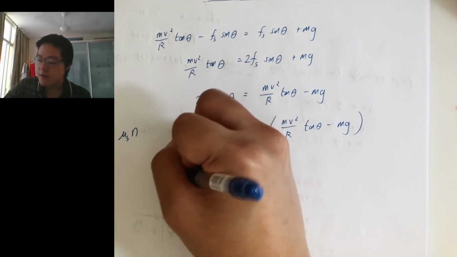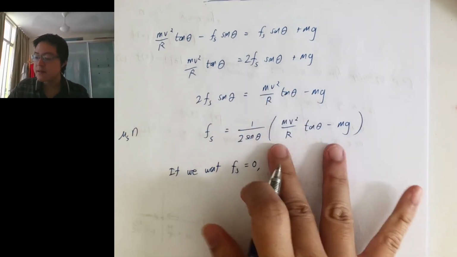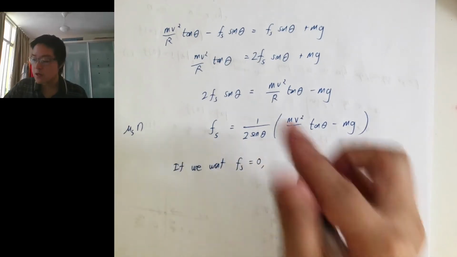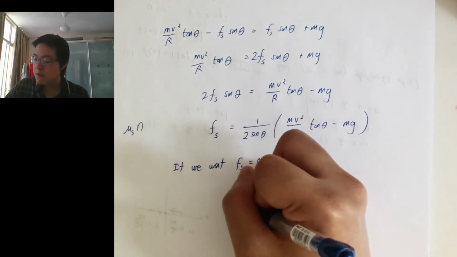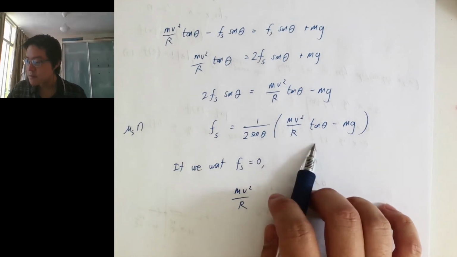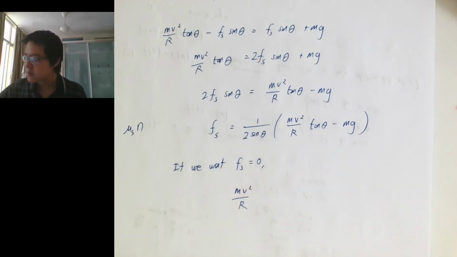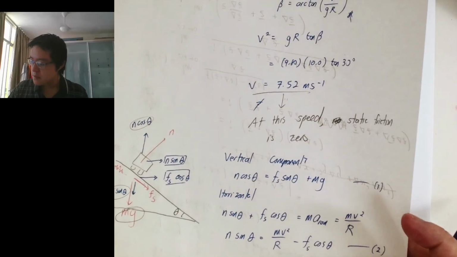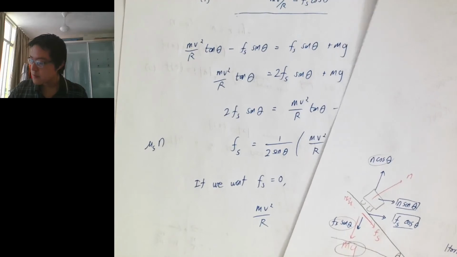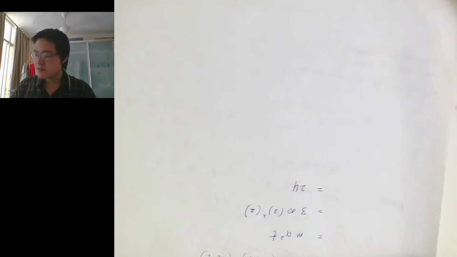So if we want static friction to be 0, then this whole equation to be 0. So we conclude that mv squared over r. I think my tangent is in the wrong place. Hang on. Yeah, see, so my tangent is in the wrong place. Let's see. 2 divided by 1 is tangent. Oh, this equation is upside down. Yeah, I messed up already. Hang on. Wait, sorry to waste time.